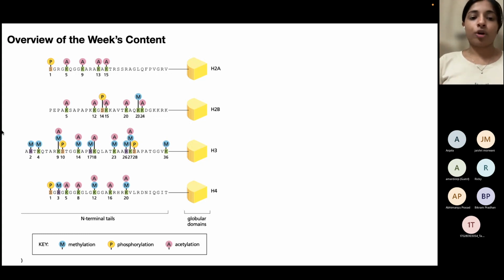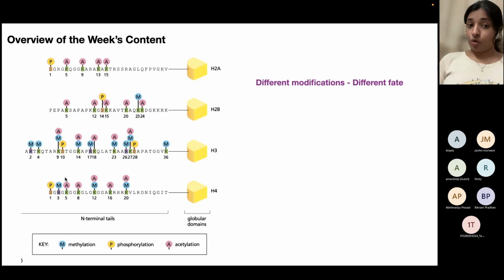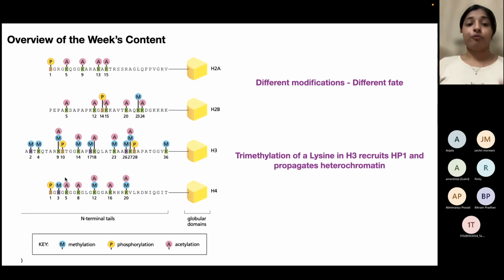The H3 modifications are most commonly known in literature, whereas the modifications on other histones have also been known to be important. So different modifications on different histones means that the fate of that particular DNA is going to be different. One such example is the trimethylation of a lysine in histone 3. So there are few residues. Now you can see here that on this residue, there's only one methylation that is represented, but in K4 itself, there are multiple methylations possible on top of each other. So that will be Me1, Me2, Me3, and based on if it's Me2 or Me3, the fate will change.